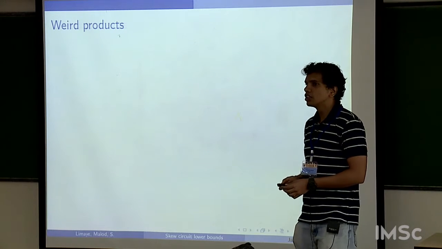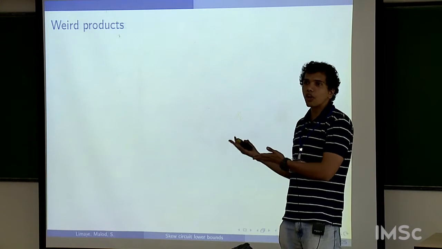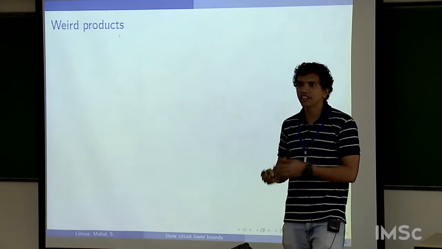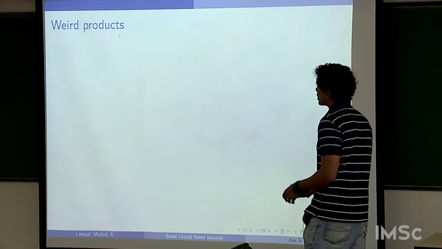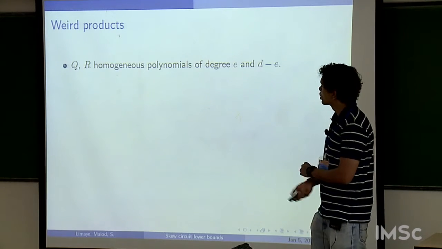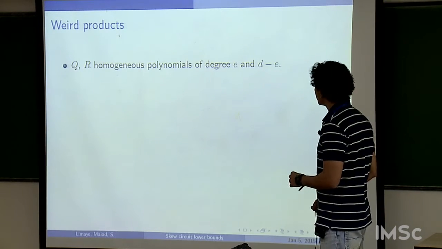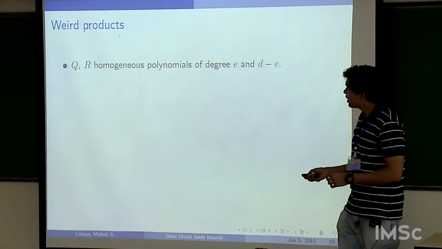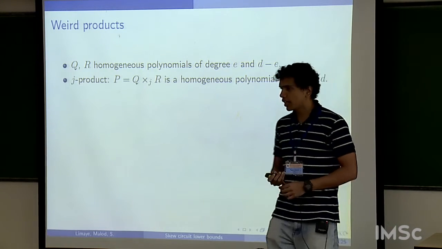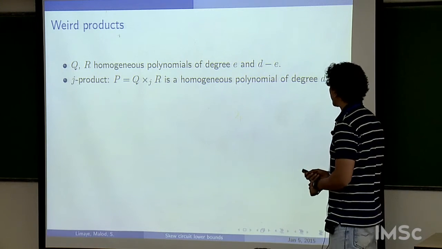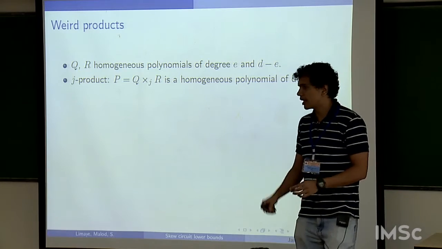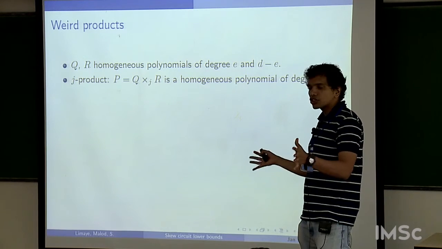It's not so nice. We've already given up commutativity for this talk. It's all non-commutative. Now we'll give up associativity. Nothing is sacred anymore. So we just give up associativity. Suppose we have two homogeneous polynomials, q and r, of degree e and d minus e. Let me define the j product of q and r. What's the j product of q and r? It's going to be a polynomial of degree d. The degrees add up. And to define it, it's easiest to do it with monomials.